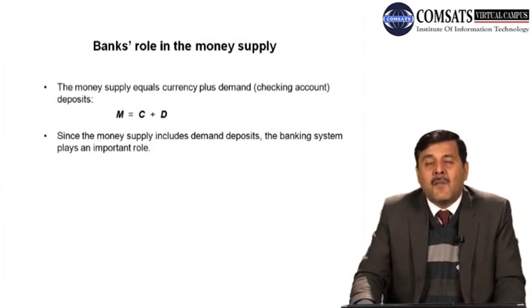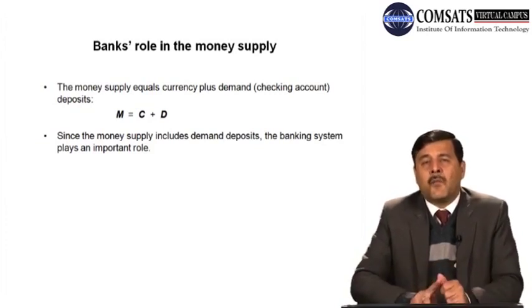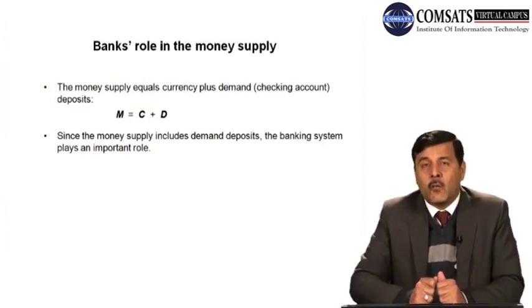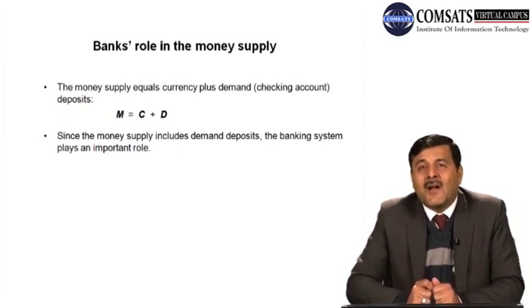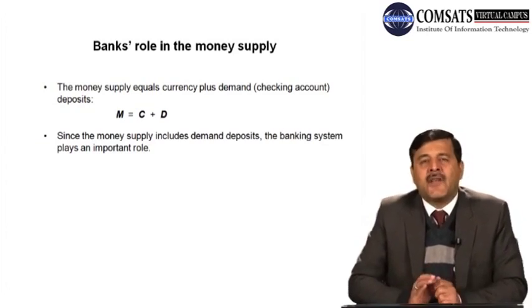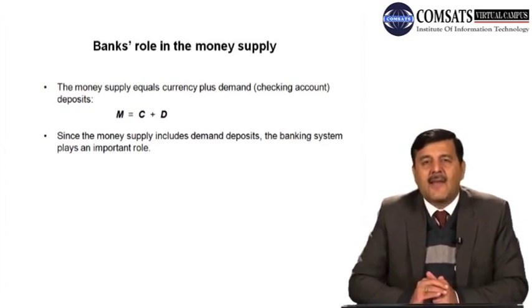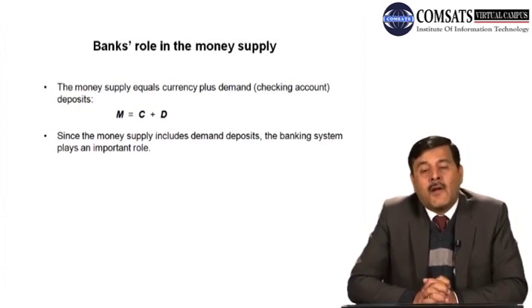Now we can define money supply in the country and economy. It has two components, two parts. One is the currency in circulation, the available number of notes in circulation in the country and the economy, plus demand deposits. So money has two components: currency plus demand deposits. Since the money supply includes demand deposits, the banking system plays an important role, right?